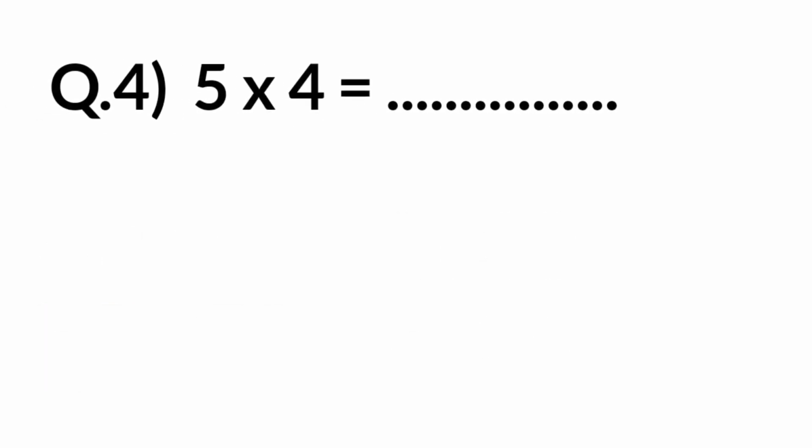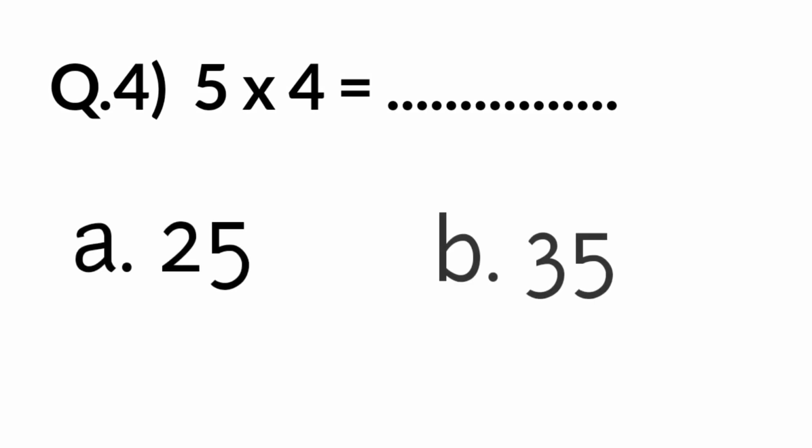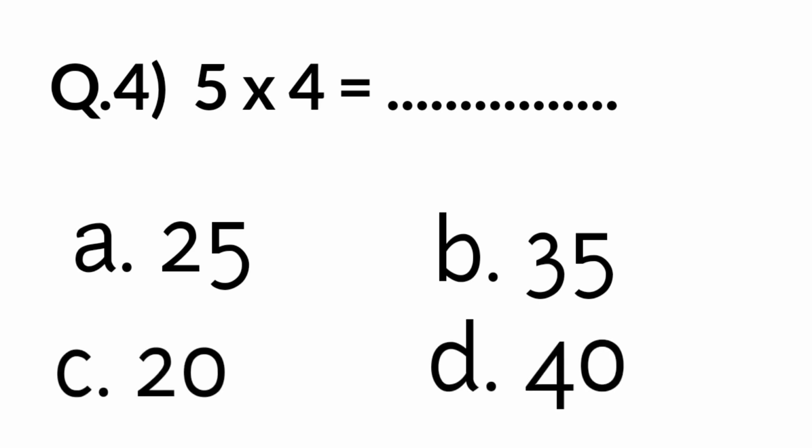Question number 4. 5 multiplied by 4 is equal to option A 25, option B 35, option C 20, and option D 40. The correct answer is option C 20.